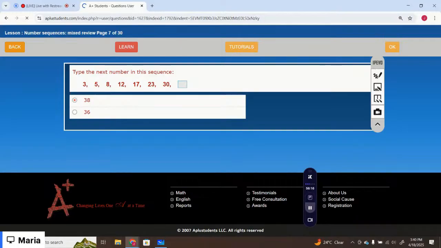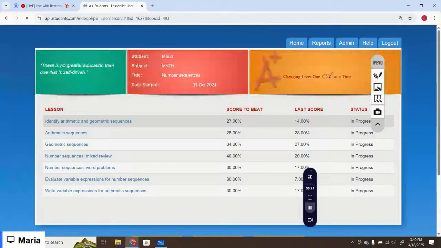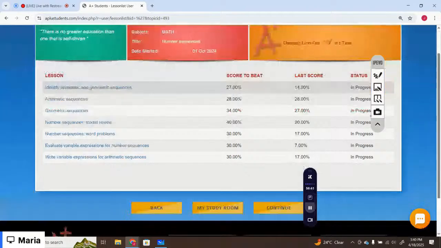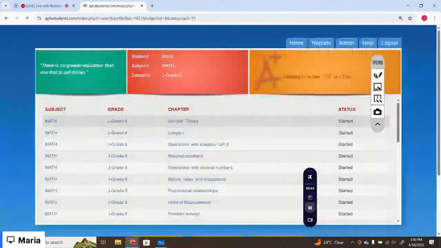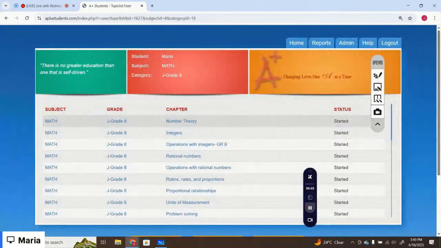So we were working on grade 8 math. The chapter we were working on is number sequences. The lessons we have covered today are identify arithmetic and geometric sequences, number sequences mixed review. So please make sure before the next session you complete all the practice questions for the lessons we just did. That is your homework until next session.